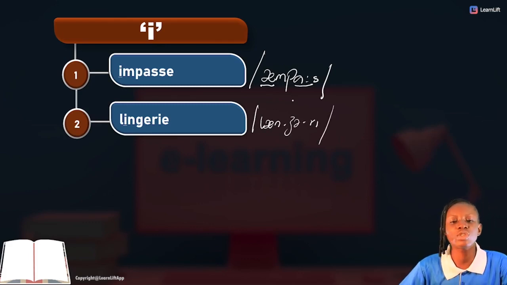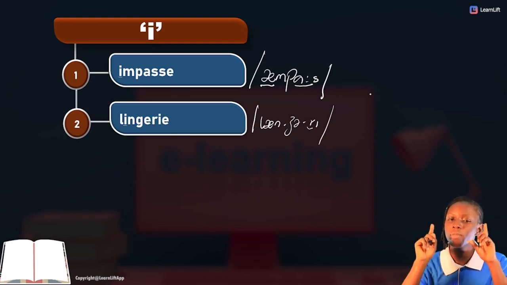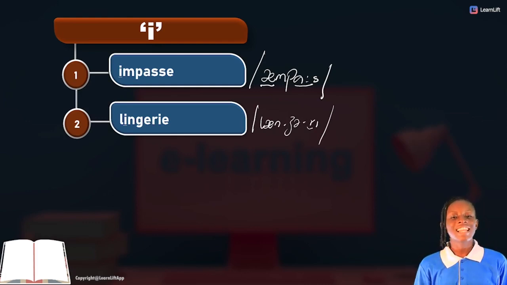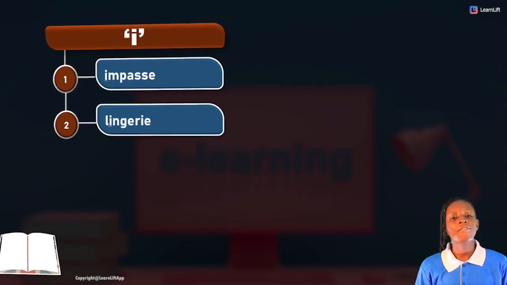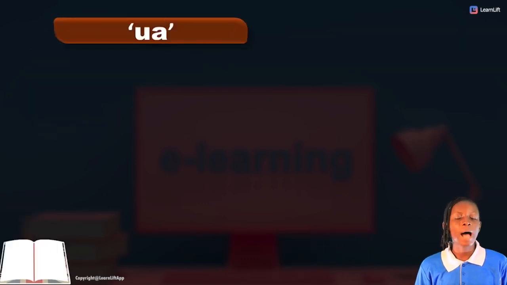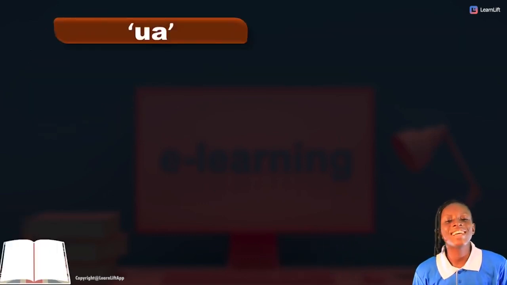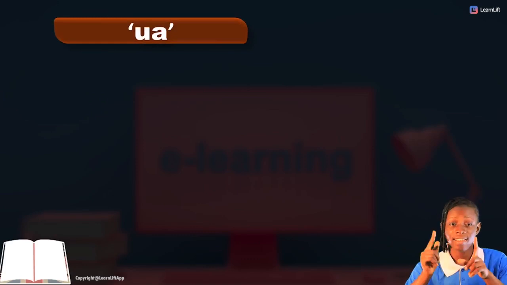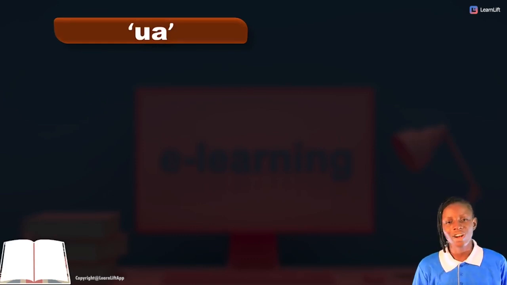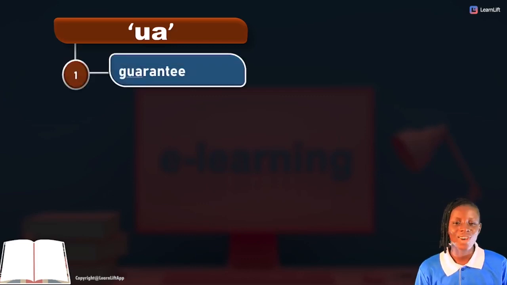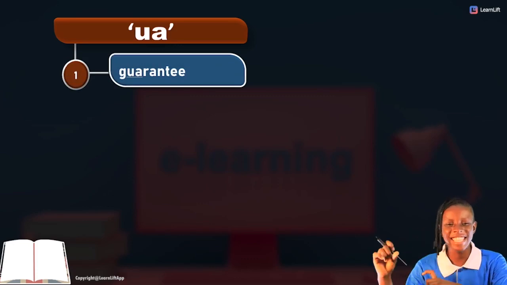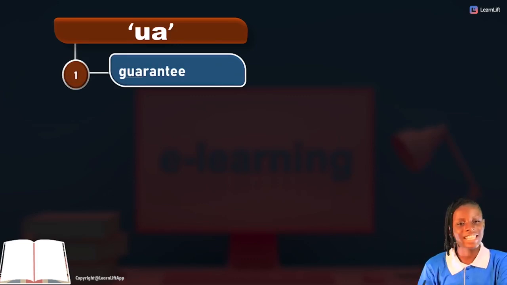Now you see when you check your dictionaries, you notice this R is written in an upside down manner. Okay, so the lingerie. And we have the next example to be UA. So you see there's a word that has UA and has a short R sound. And what could that word be? We have this special word to be guarantee. Your success is guaranteed.